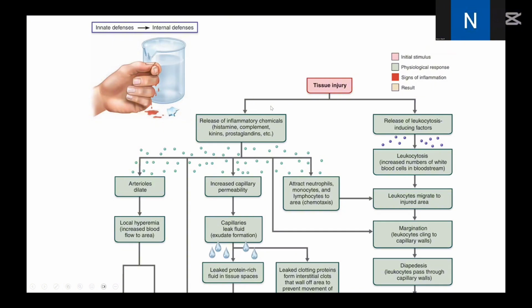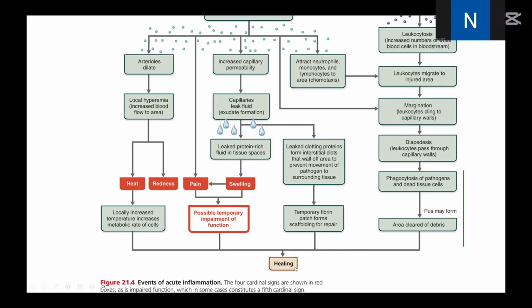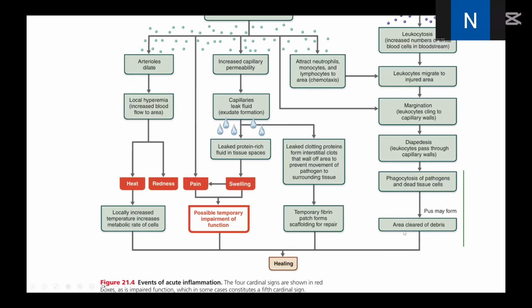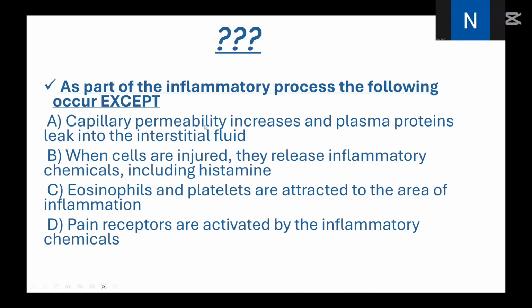Now, the leaked clotting proteins form interstitial clots. All of these, they're trying to basically surround the pathogen so that they can prevent its movement to the other areas of the body. And this will speed up the healing process, and then attract neutrophils. We have discussed this before, which is the phagocyte mobilization. Now here are some questions. As part of the inflammatory process, the following occur except.